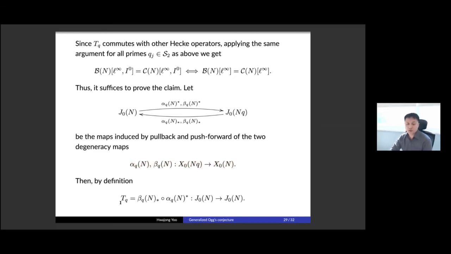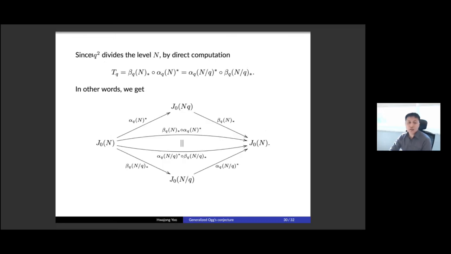And then by definition, we define TQ as the pulling back by alpha Q and the push forward by beta Q, the composition of these two. And since this is Q squared at the divisor level, by direct computation, we get an alternative definition of the Hecke operator.